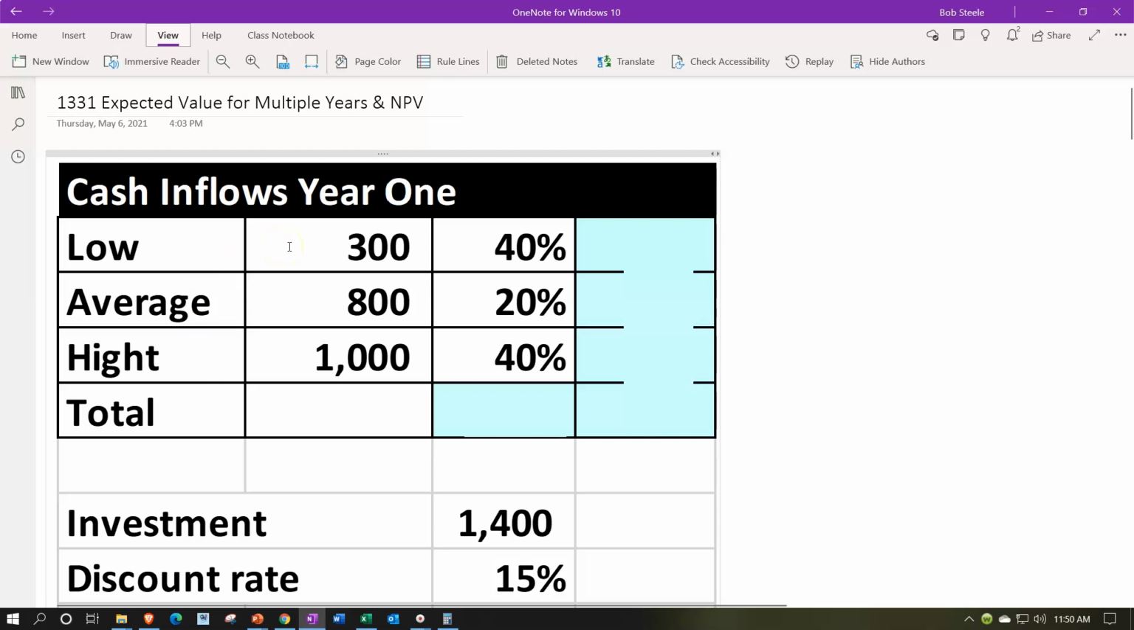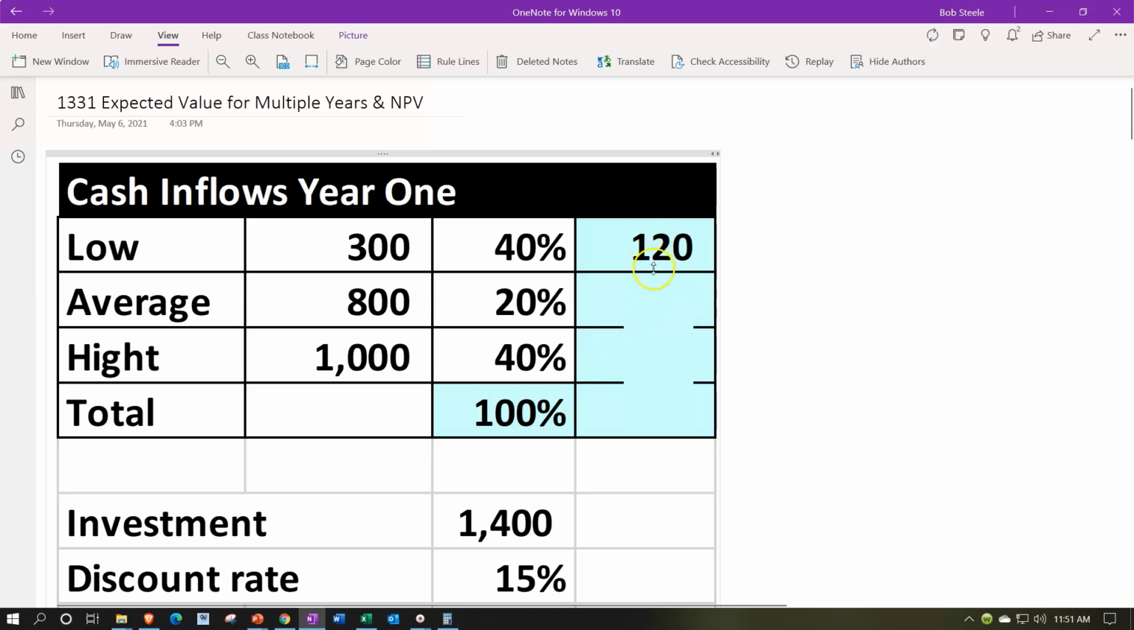And then we'll apply how much we might get if it was low, average, or high based on past experience and our projections into the future. If it was low, we're saying 300 for year 1, average 800, high 1,000. Then we'll apply our percentages. This is our best guess to think about how likely these outcomes are. So the low is 40%, average 20, and high 40. Those percents have to add up, of course, to 100%.